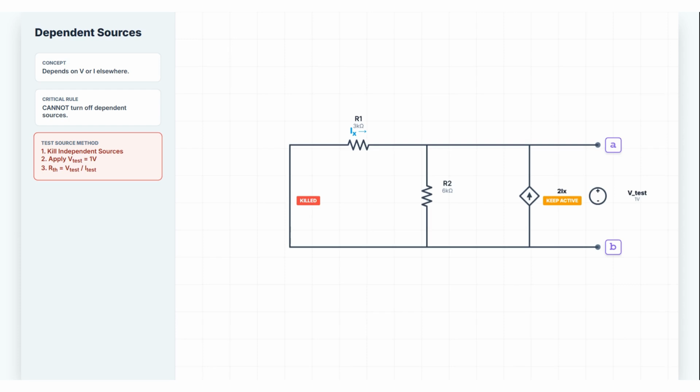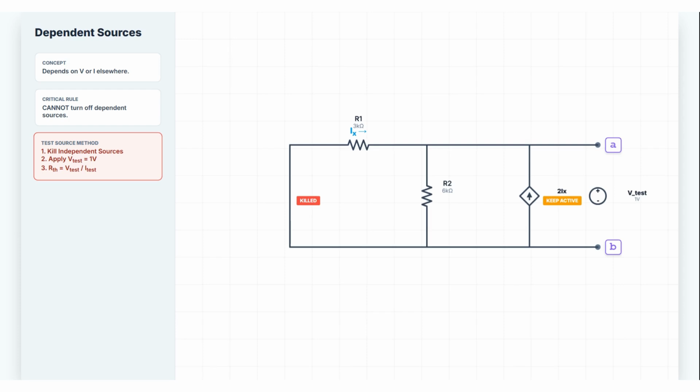Finding V Thevenin. Remove RL, find VOC. I'll spare you the details, but using KCL and Ohm's law, V Thevenin equals 8 volts. Finding R Thevenin. Remove RL. Kill the 12-volt source, short it. Keep the dependent source active. Apply a 1-volt test voltage across terminals A and B. Analyze the circuit. Let's call the current flowing out of the test source I test.